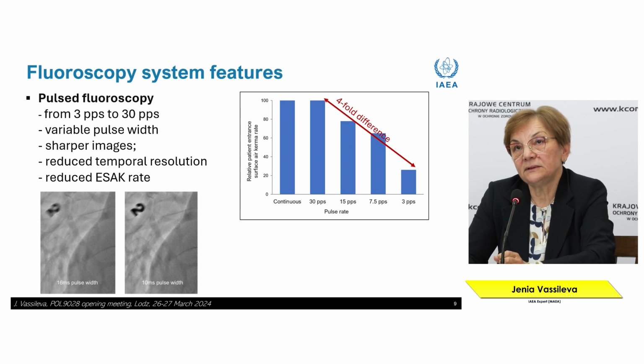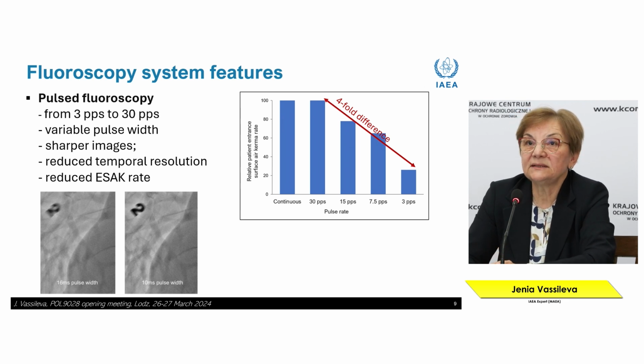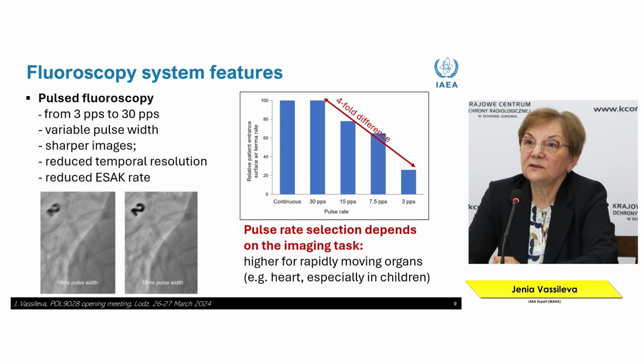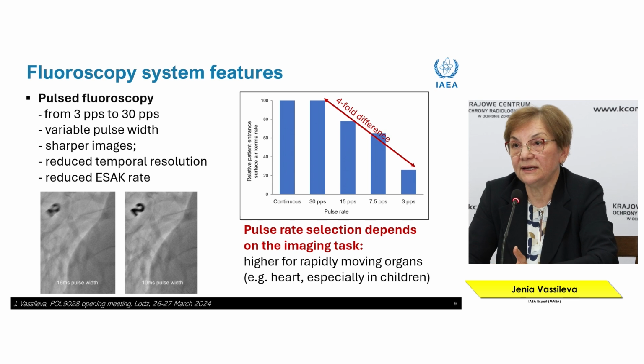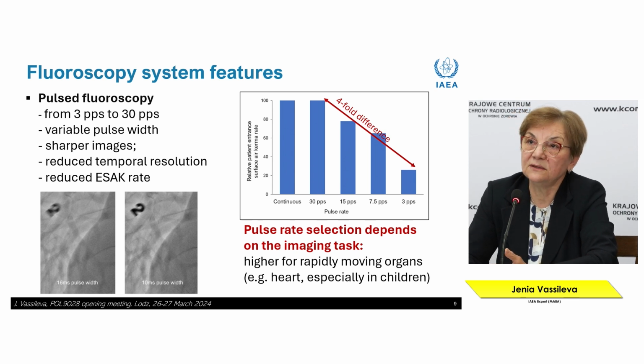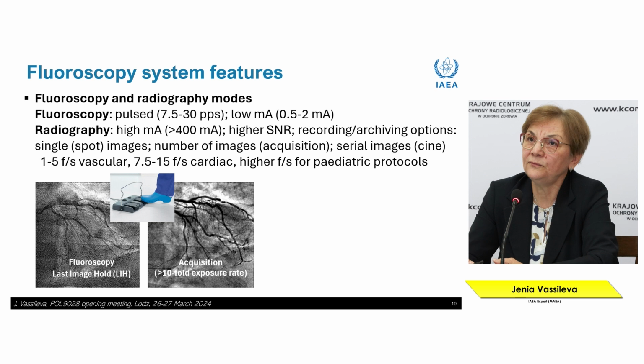There is also variable pulse width, because in some cases when we aim to have better temporal resolution in rapidly moving organs and tissues, like in the heart, the small pulse width is very important. So pulse rate selection depends on the imaging task. Higher is normally used for rapidly moving organs. For example, 30 is maybe only justified for cardiac procedures in children, but even for that, there are many publications showing that 15 pulses per second is enough. And for majority of others, even less is enough.